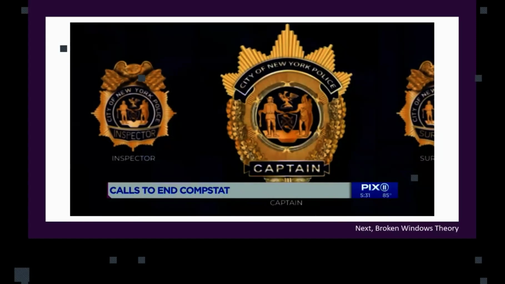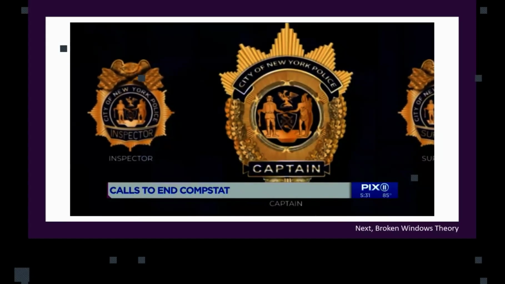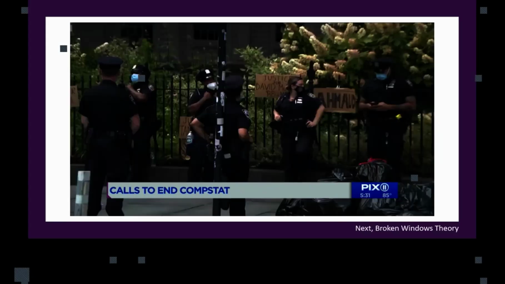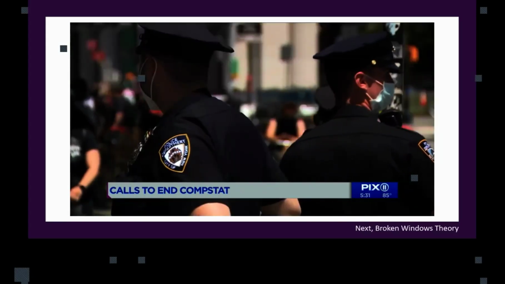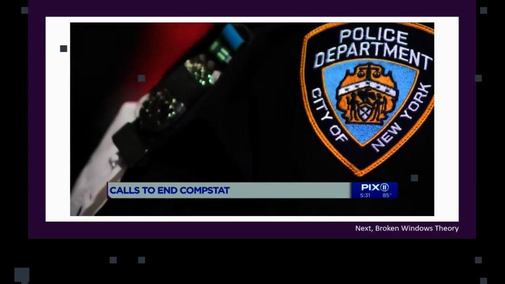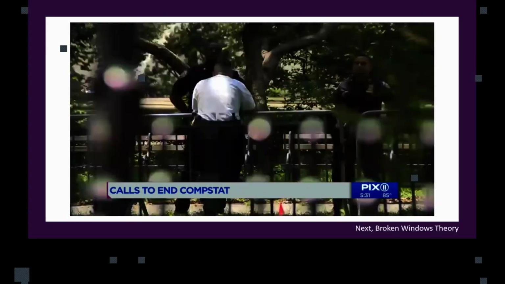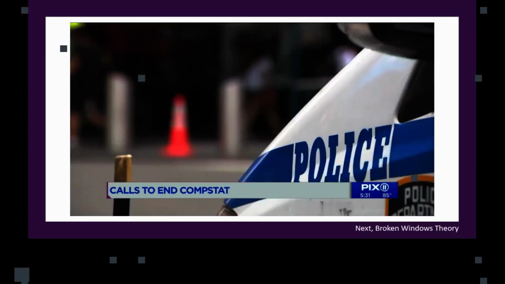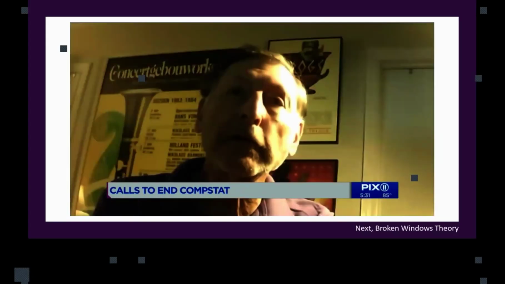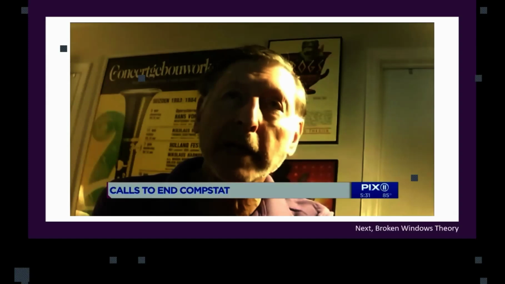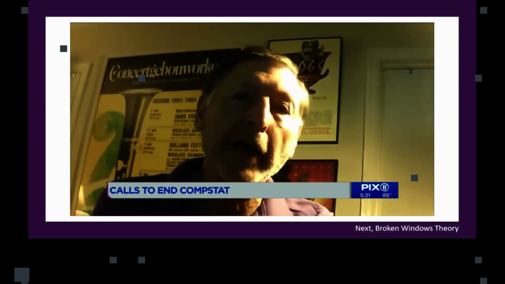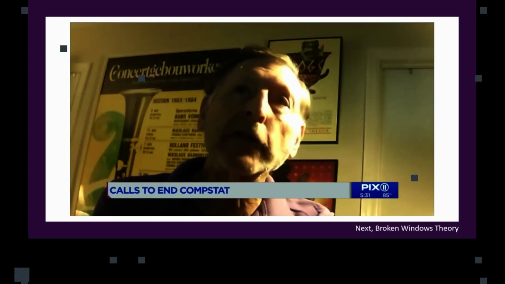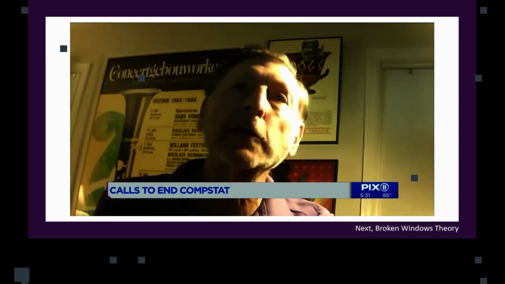It's come from the head of the union representing police captains and higher-ranking brass. Keeping such stats promotes tension between police and the communities they serve, the union chief argues, and it causes tension between precinct commanders and the very top brass because CompStat numbers can be manipulated. Burglary at the home, and that's a felony, and then we've seen instances where that's been what they call downgraded to a lesser crime, to a misdemeanor like lost property.